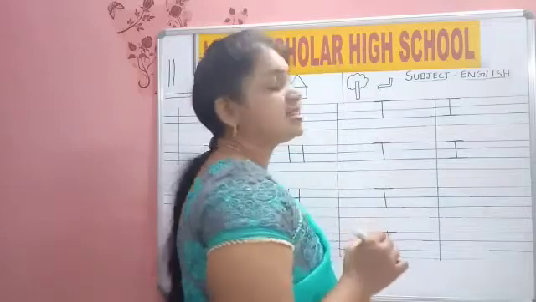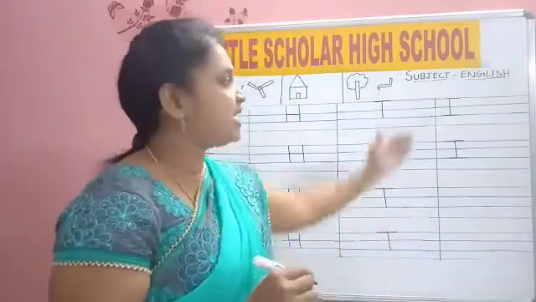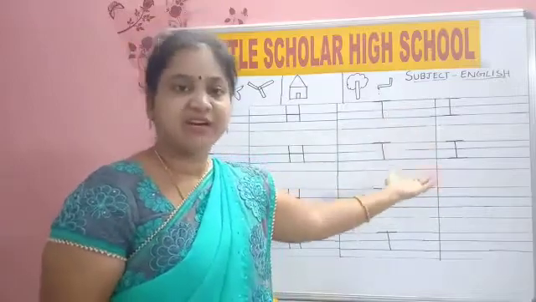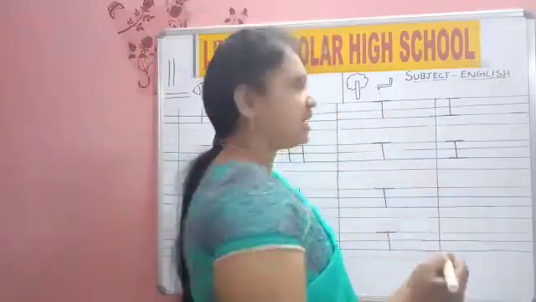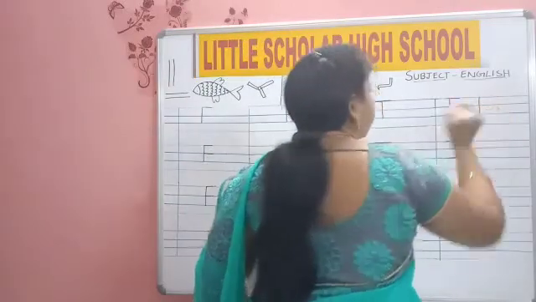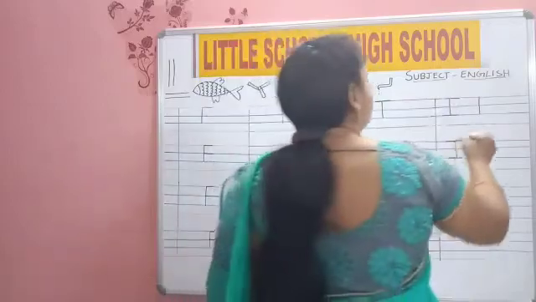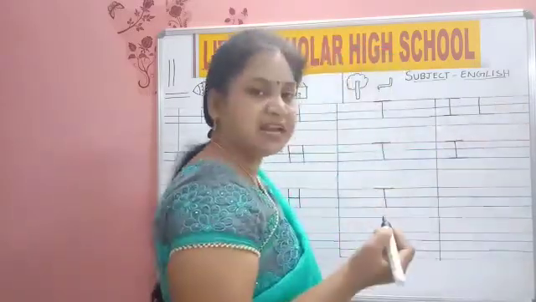Which letter is this? L. L for lion. L for lamp. I for ice cream. So now we will write L. How to write L? See? One standing line till second blue line. Then on the second blue line, sleeping line. This is L. Yes?